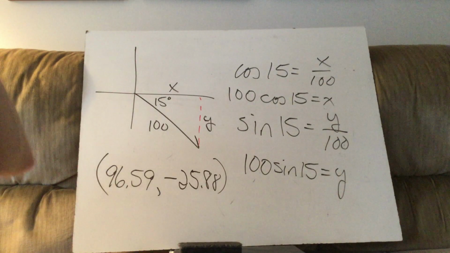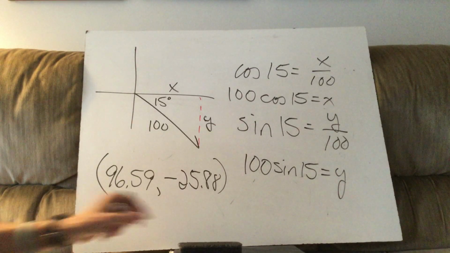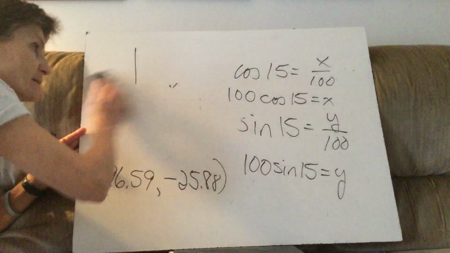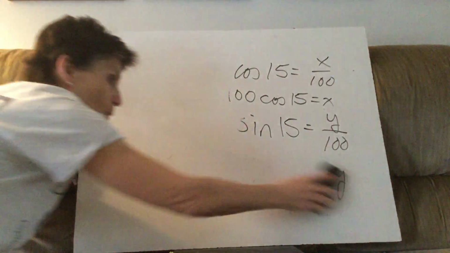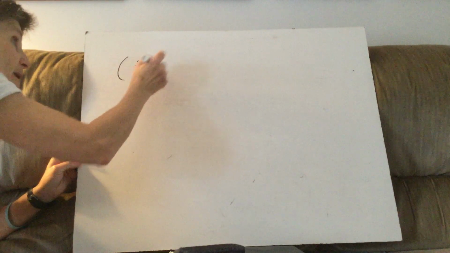So I got 96.59 for my x value and negative 25.88 for my y value. Okay. All right, well now we're on to number 7. This is still 6.1. All this is 6.1. Number 7 gives me the coordinates. So now this one's a little bit backwards of what we were just doing.